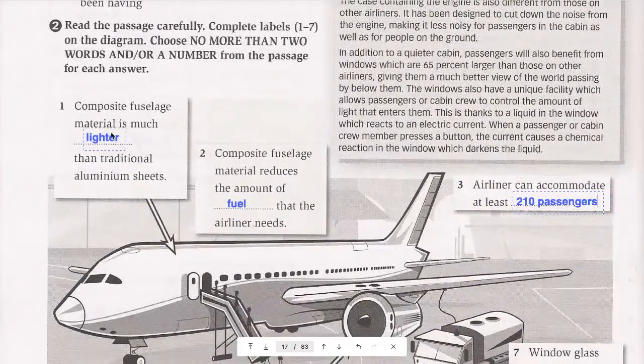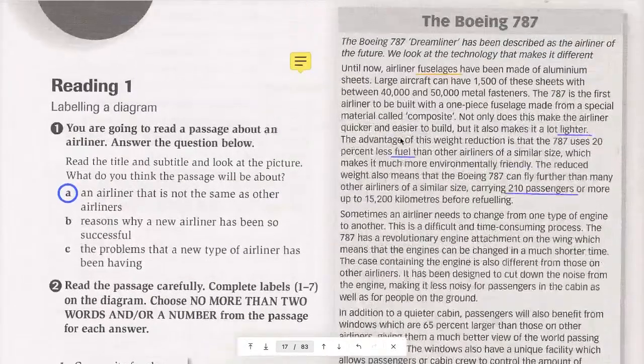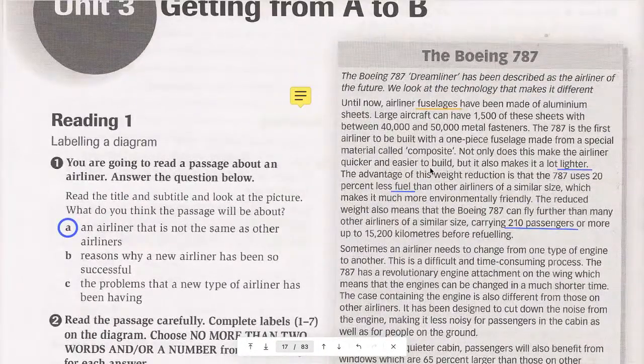Why? Because here they say composite fuselage material is much something than traditional aluminum sheets, right? So here we are talking about the comparison of the materials, and something like quicker or easier. It's not about materials comparison. We cannot say, oh, the material is quicker than the other material. No. So you have to choose something else, right? So what is that? Lighter.